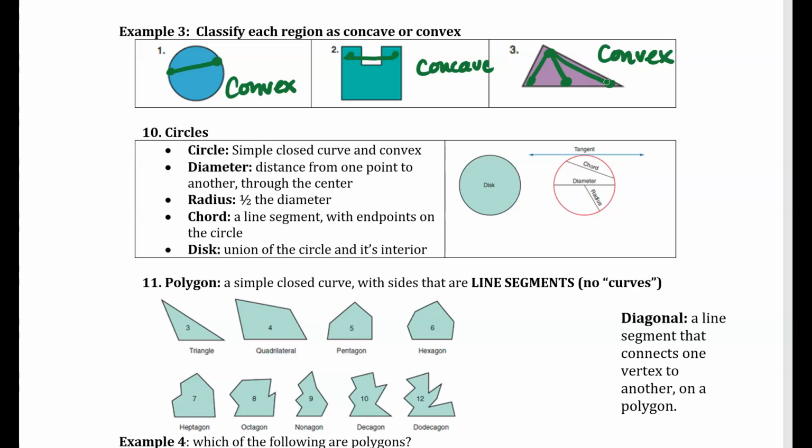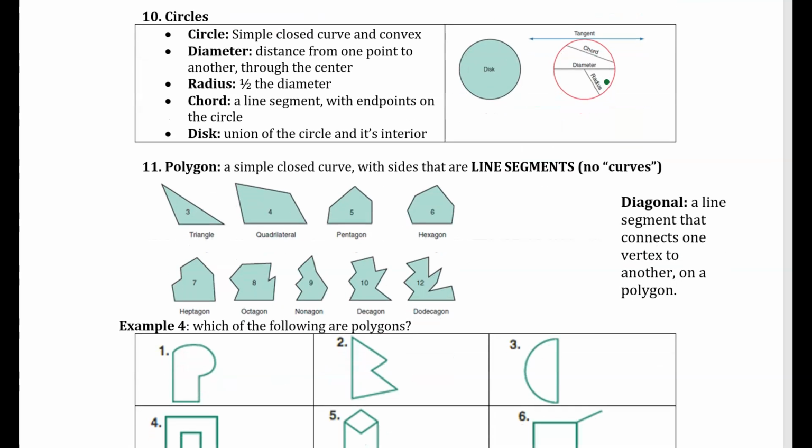And then while we're talking about plane regions, let's talk about circles. So, and we're just briefly touching on just some vocab with circles. We'll get more into depth in terms of formulas for areas of circles and radius and all that kind of thing. But basically, a circle is considered a simple closed curve. It's considered convex. It has a diameter, which is the distance from one point to another through the center. So notice, if you just do one point to another, that could be anywhere.